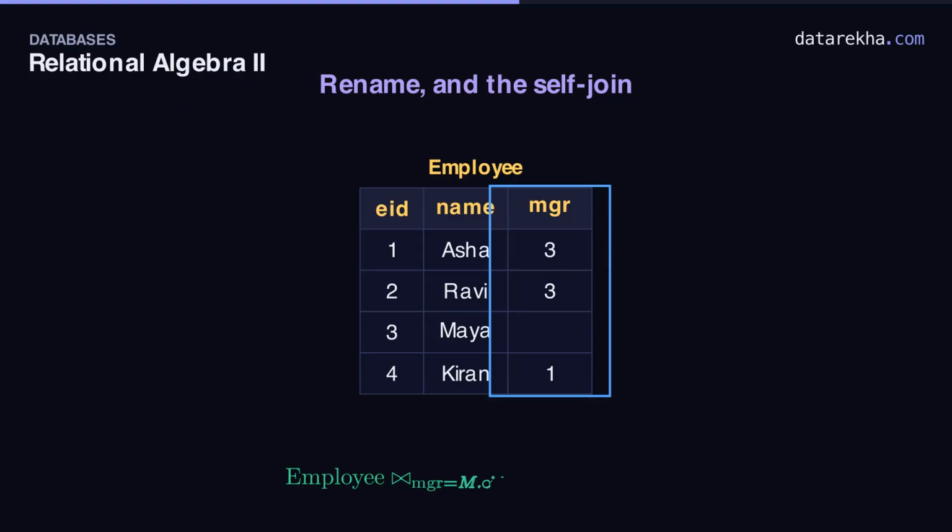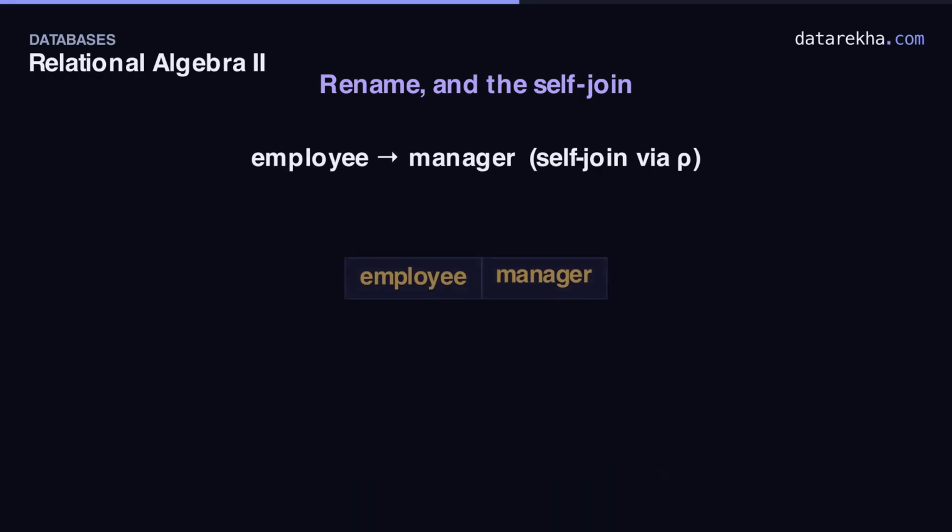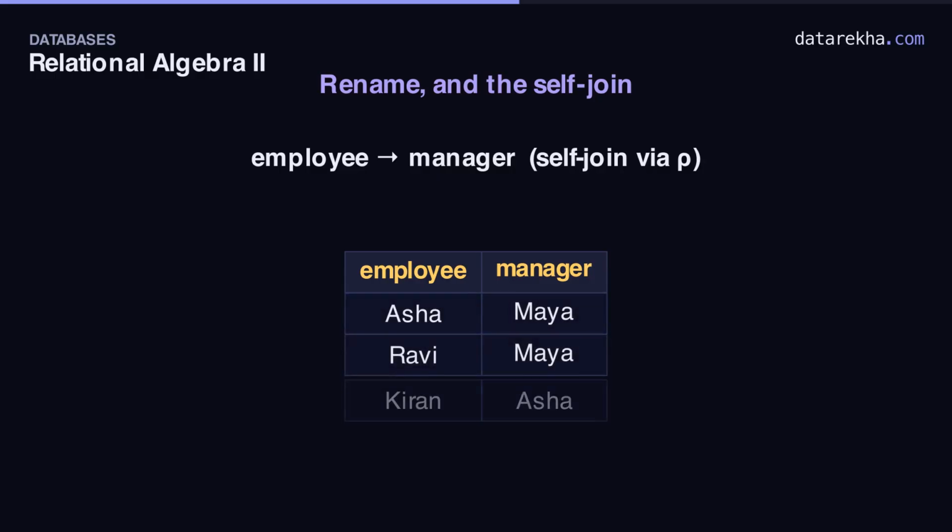But if both sides are called employee, the condition employee.manager equals employee.eid is hopelessly ambiguous. Which employee? Rename breaks the tie. Call the second copy M, and the condition becomes crisp. And out come the pairs. Asha's manager is Maya.